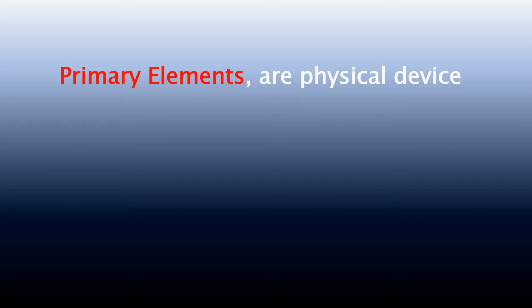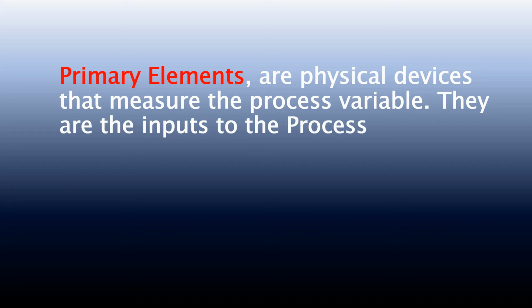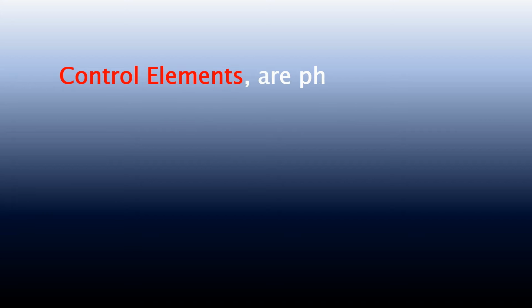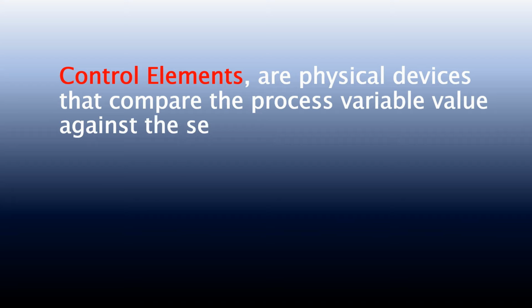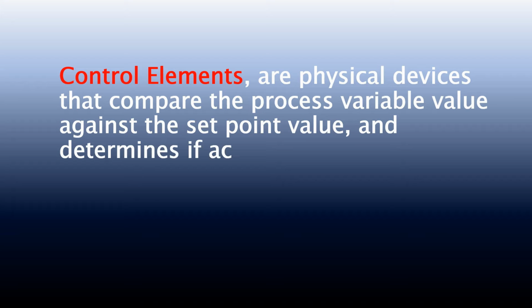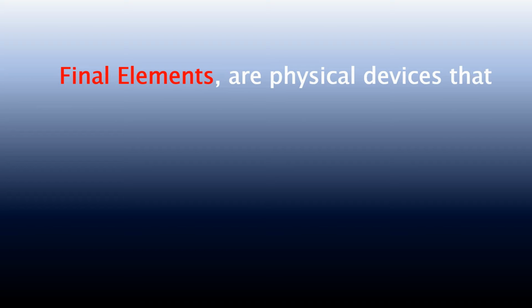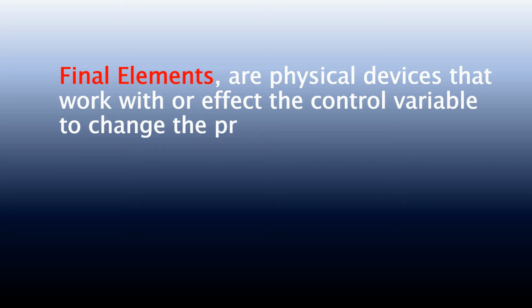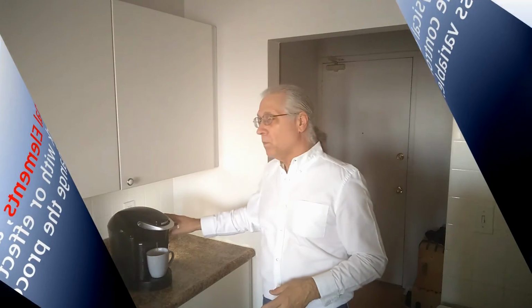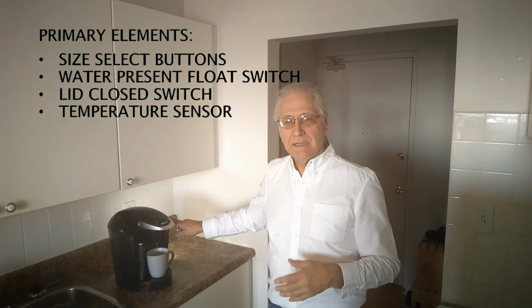Primary elements are physical devices that measure the process variable. They are the inputs to the process. Control elements are the physical devices that compare the process variable value against the set point and determine if an action is required to eliminate any error. Final elements are physical devices that work with or affect the control variable to change the process variable and to remove any error.